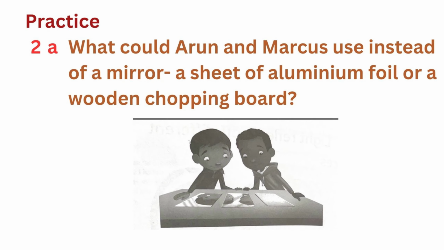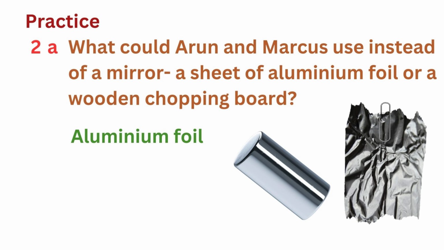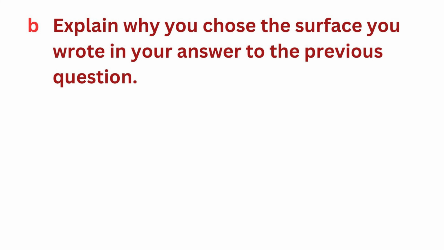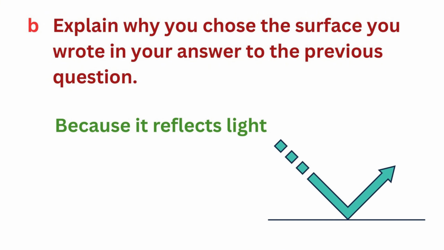Practice. Question number 2a. What could Aaron and Marcus use instead of a mirror: a sheet of aluminum foil, or a wooden chopping board? So Aaron and Marcus can use a sheet of aluminum foil instead of a mirror. B. Explain why you chose the surface you wrote in your answer to the previous question. Because aluminum foil can reflect light.